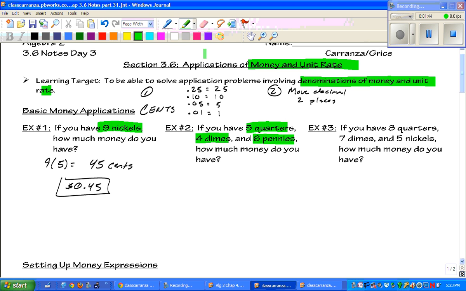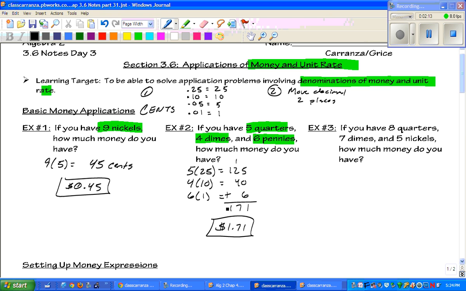5 quarters, 4 dimes, 6 pennies. Okay? So line everything up. We have 5 quarters, 4 dimes, 6 pennies. That equals 125. That equals 40. And that equals 6. See how we lined everything up? Add everything up. And you get 171. That's 171 cents, which is $1.71.